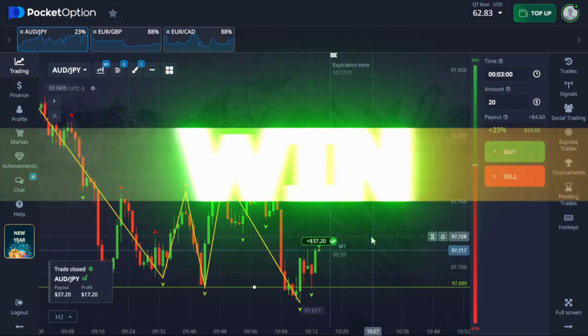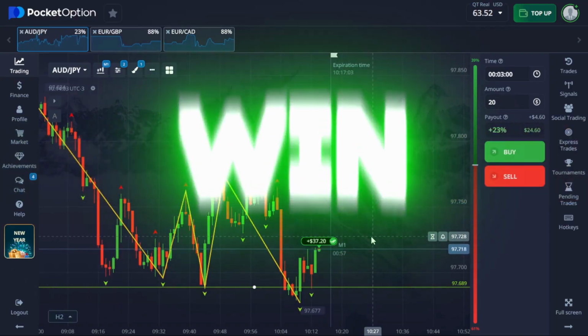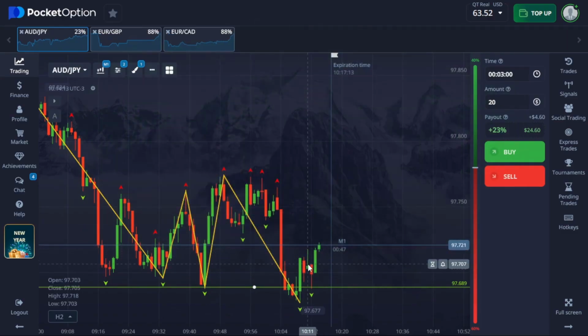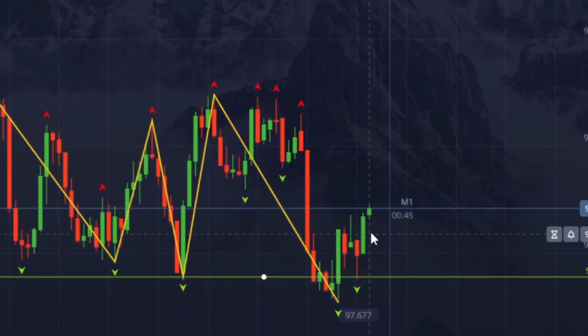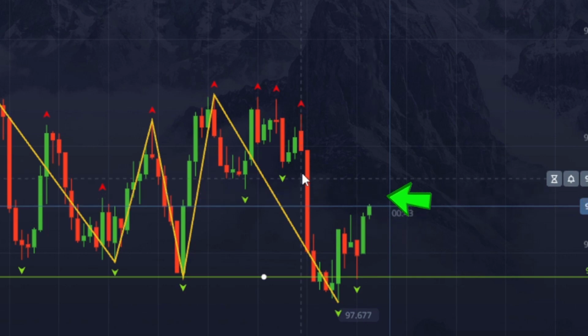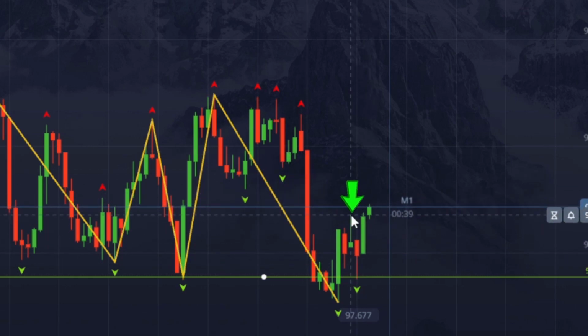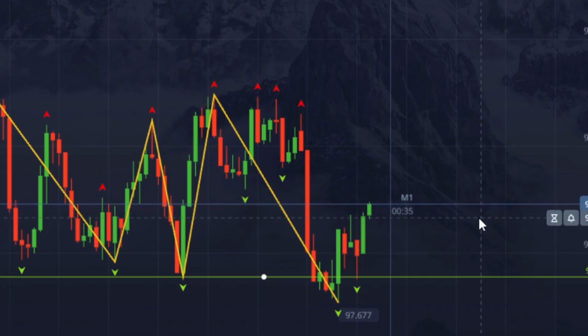And look at that, guys, position 1 again. The price tested and moved up. $37 in my amount. Okay, guys, sometimes, look at that. Waiting for the right entry point is crucial. I've won again and will look for new entries.